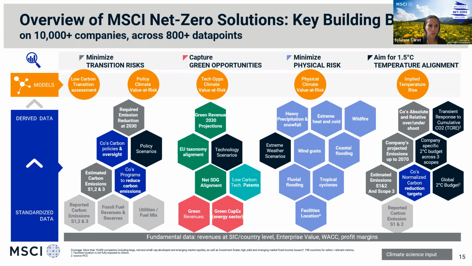Last but not least, we have alignment. This is all about the future direction of the portfolio. The investor wants to be aligned with the 1.5-degree world. How do I get my portfolio to a point where, in 2050, the climate profile or the characteristics of my portfolio are consistent with a 1.5-degree world? So it's all about company targets and what they plan to do.